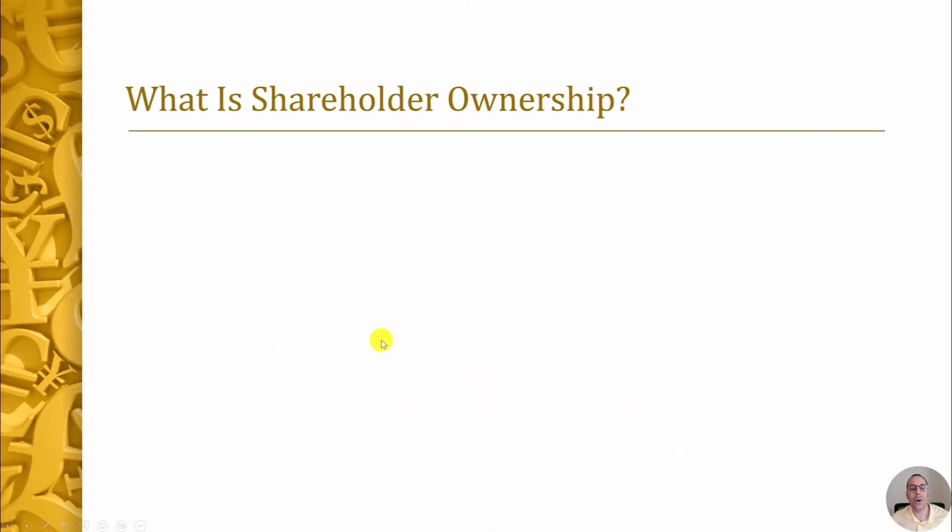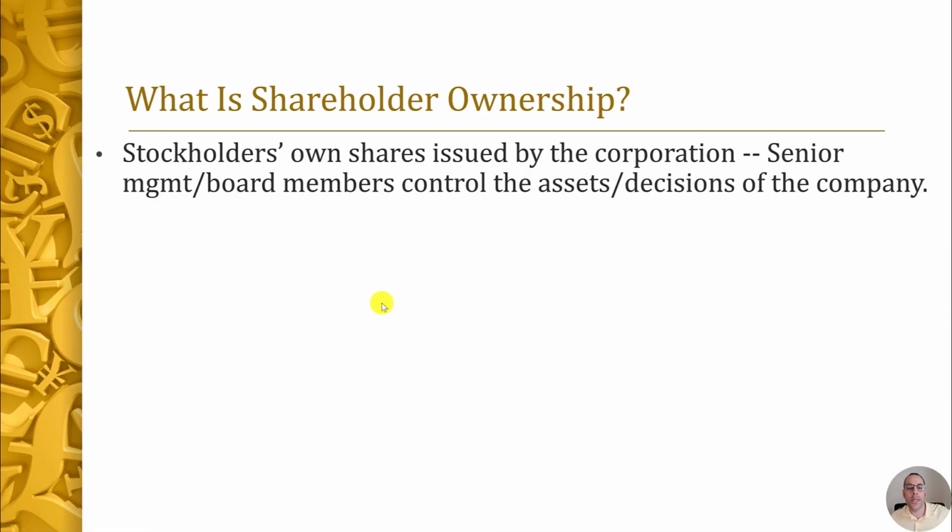So what is shareholder ownership? When you own stock, you own shares issued by a corporation. But you don't actually control any assets. Senior management and board members control the assets and decisions of that company. It's not like owning your own small business. If you really needed money, you can sell assets if you wanted to. But when you own stock, you could only sell your stock.